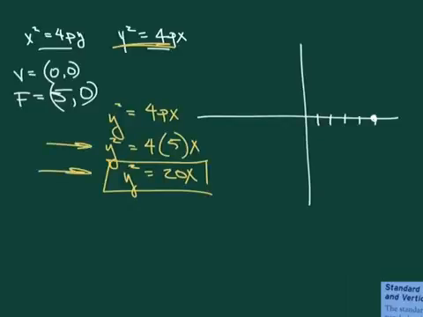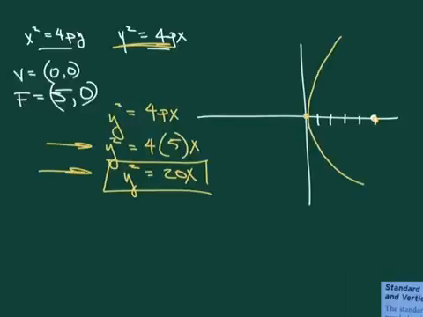Okay, now they want you to graph it. Well, we already put the focus on here. We know the vertex is at 0, 0. So pretty much all we're going to do is we just know that it opens this way. So really the only thing the focus did was tell us it was going to go this way instead of this way. Okay, and that's it for example 2.